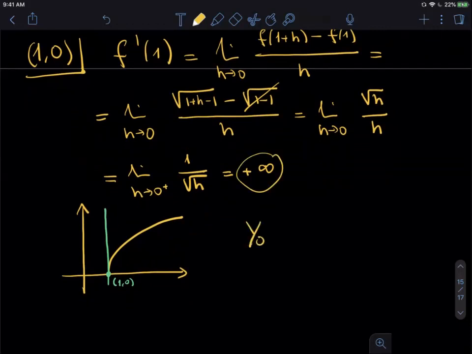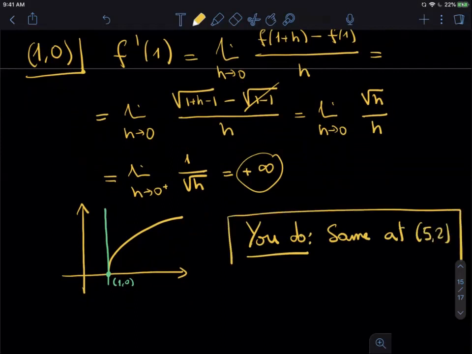Now I leave for you to do the same we did at the point (5, 2). Okay, so you can do this example. It's basically very similar to what we just did.